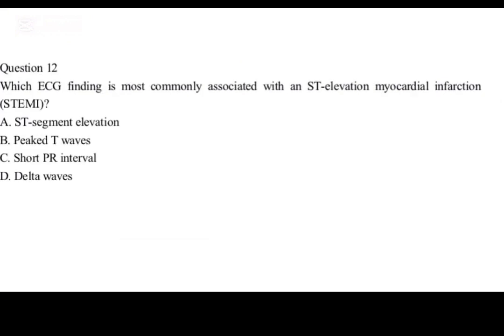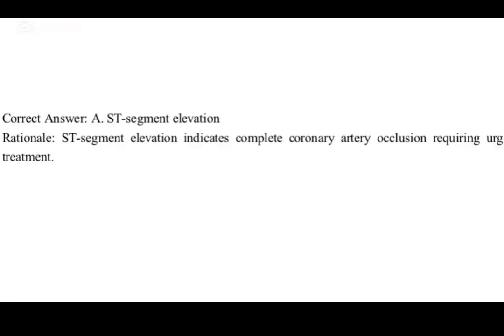Question 12. Which ECG finding is most commonly associated with an ST elevation myocardial infarction, STEMI? A. ST segment elevation. B. Peaked T waves. C. Short PR interval. D. Delta waves. Correct answer, A. ST segment elevation. Rationale: ST segment elevation indicates complete coronary artery occlusion requiring urgent treatment.